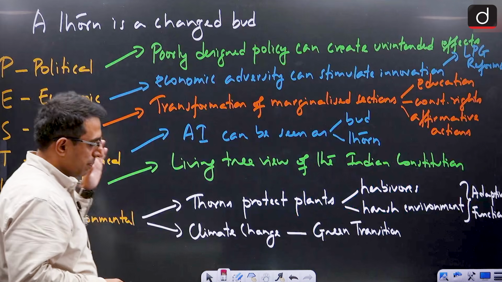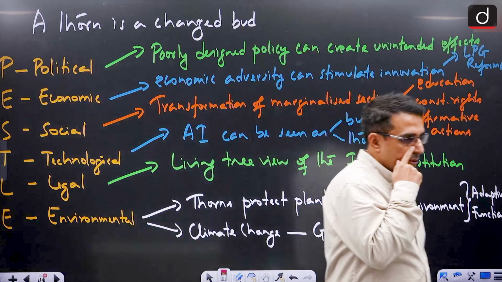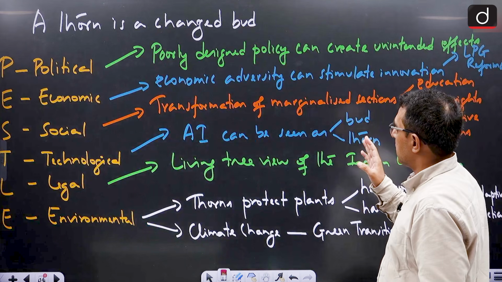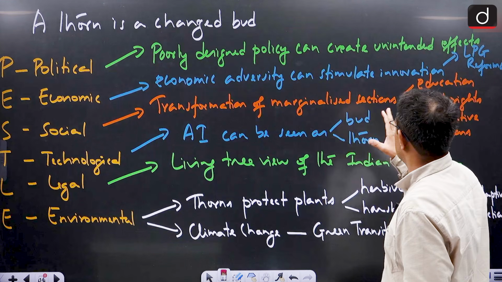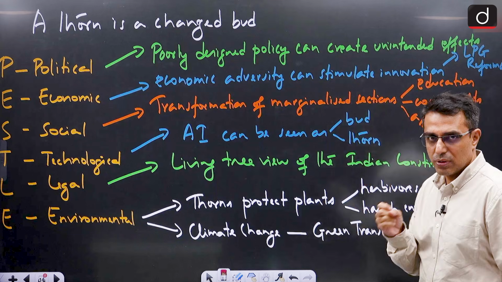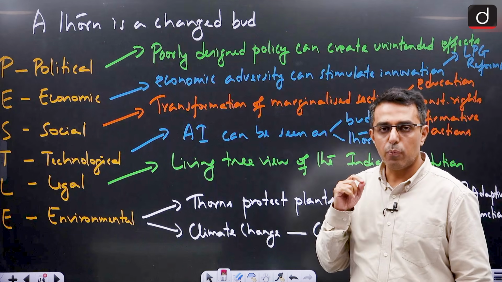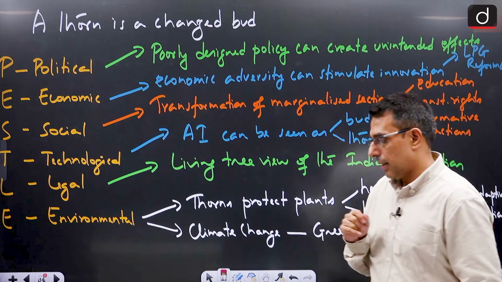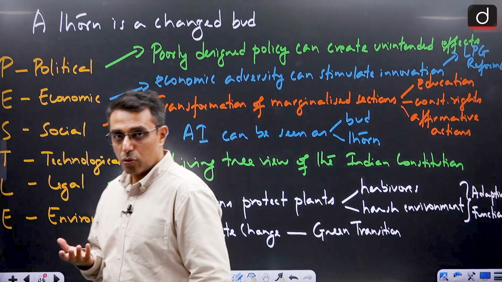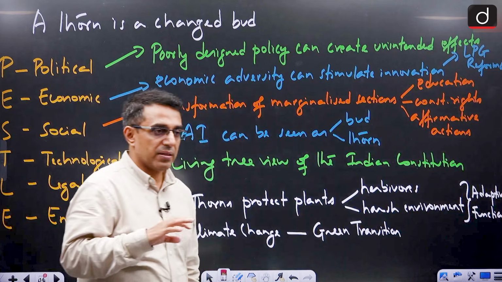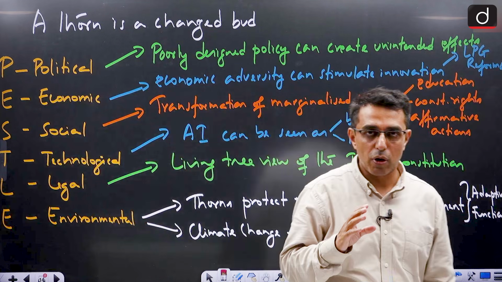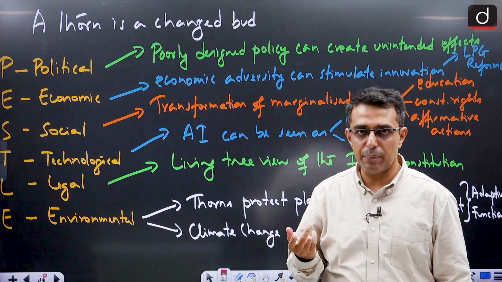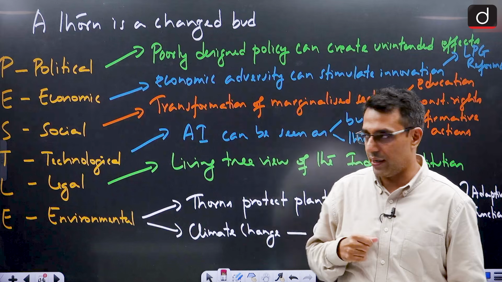Now let's look at the PESTLE analysis of this. In PESTLE, in the political dimension, we can say that poorly designed policies can create unintended effects. So that's a thorn, right? Poorly designed policies can have unintended consequences. Now here, we can give some good example where things backfired, where some policy had a negative impact, so it was changed, modified.